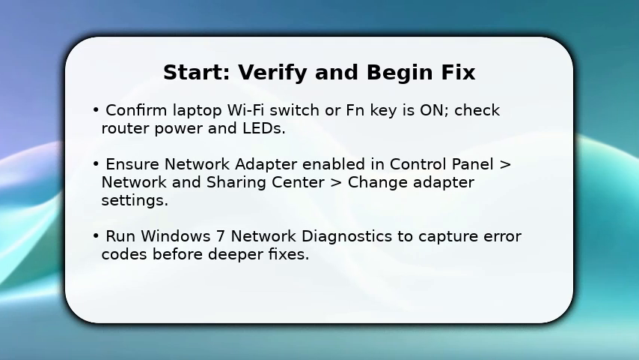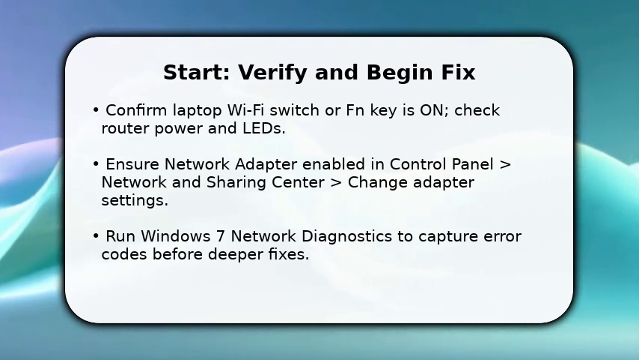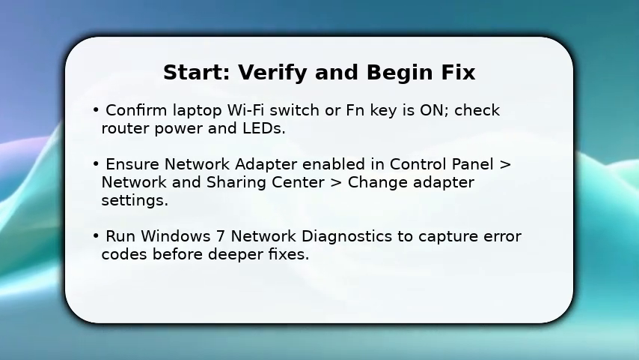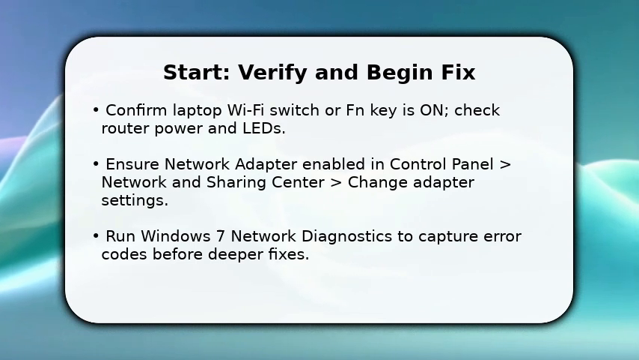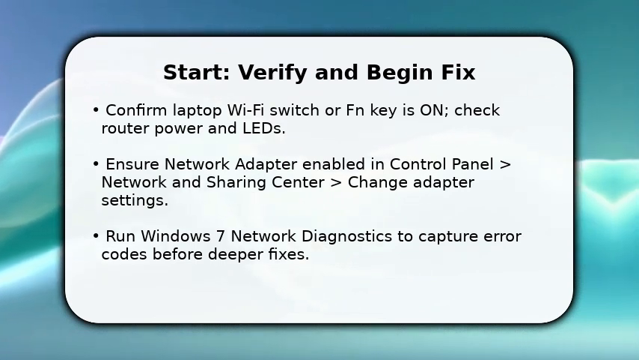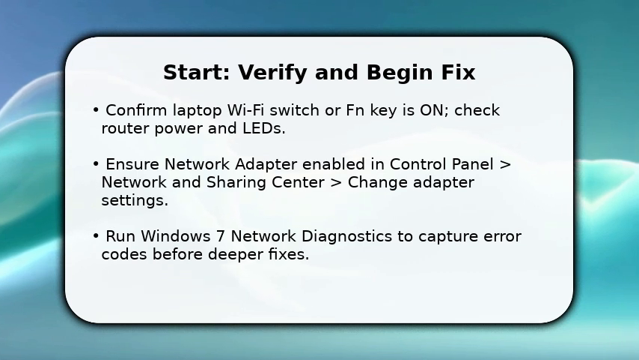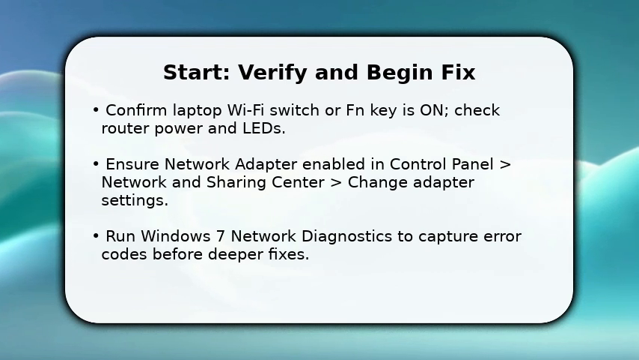You begin by eliminating the obvious hardware and basic software blocks. First, make sure the laptop's physical Wi-Fi switch, or FN key, is on, and the router shows power and active WAN/WLAN LEDs. This rules out dead hardware.